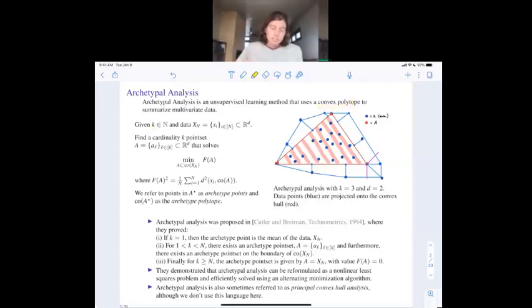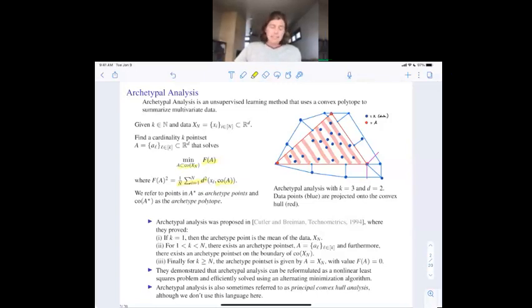All right, so you're given the data, and then you find a cardinality k point set A, and A are really just the vertices of this polytope. So I'm finding a polytope that solves this optimization problem. The objective function here is I look at the mean squared distance between the data and the convex polytope. So it's the convex hull of these k points. The k points are the vertices. And I have the constraint that each of the k points are contained in the convex hull of the data.